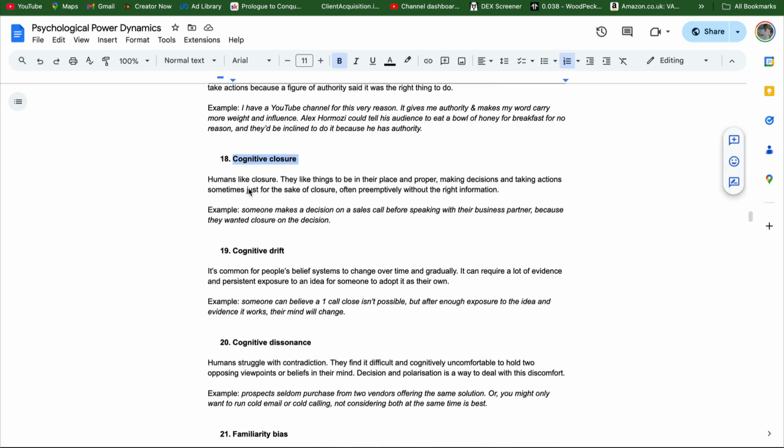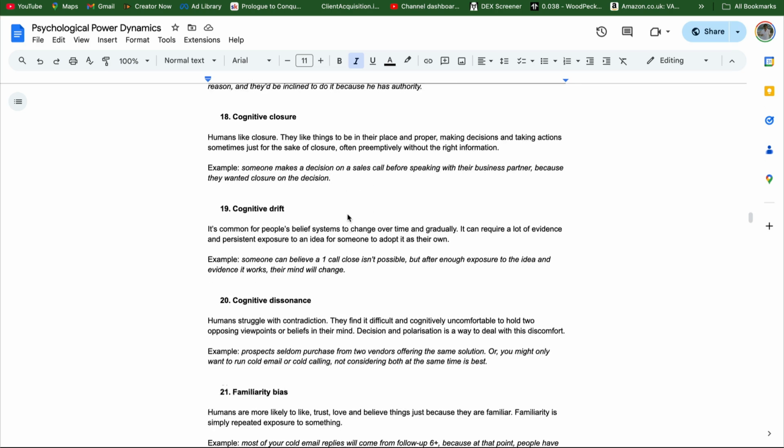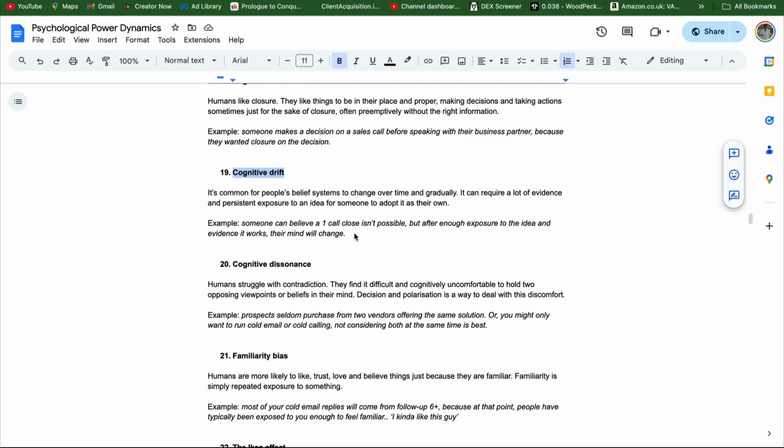18, cognitive closure. Humans like closure. They like things to be in their place and proper, making decisions and taking action sometimes just for the sake of closure, often preemptively without the right information. Example, someone makes a decision on a sales call before speaking to their business partner because they wanted closure on the decision.